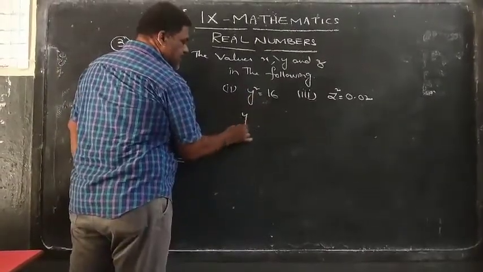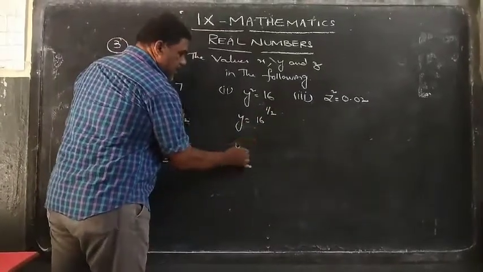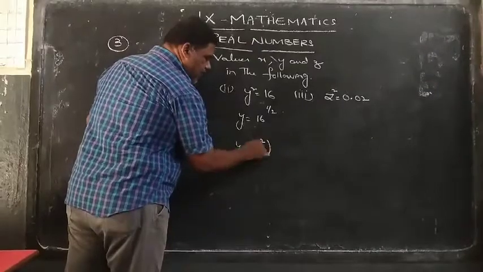So y square is 16, y is equal to 16 to the power 1 by 2. Now 16 can be written as 4 square.